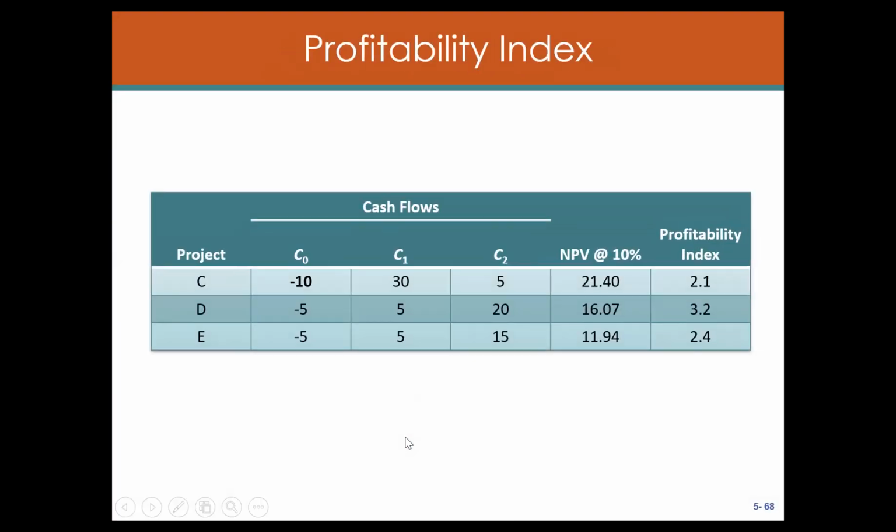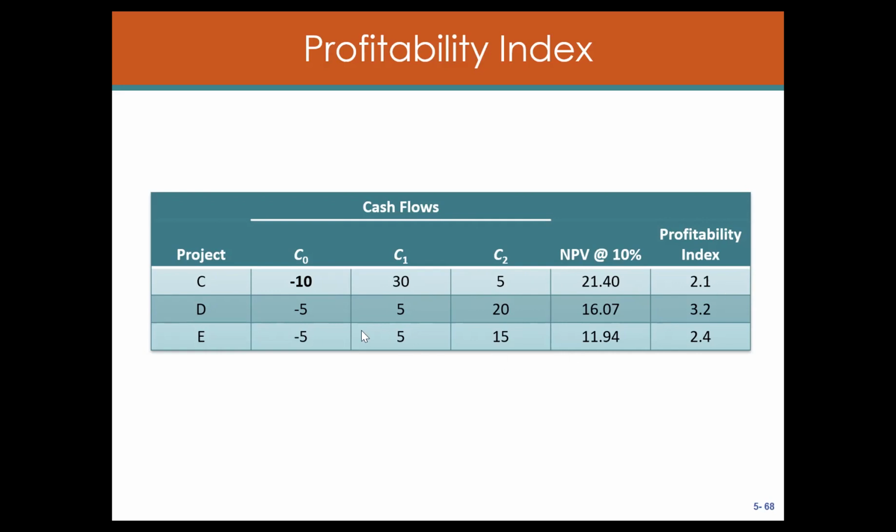We use this profitability index quite a bit, and it is very helpful sometimes. Here is an example. You have 3 projects. First project, initial cash flow is $10,000 you're putting in, and then you get cash flows C1, C2. If you calculate the net present value at 10%, you'll get a net present value of $21.4, divided by 10, because we take the absolute value of the investment. So 21.4 divided by 10 is 2.1, your profitability index.